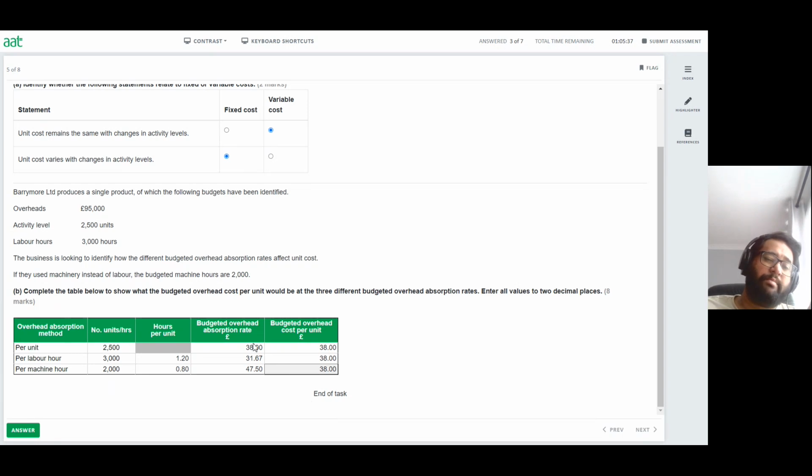All three answers are the same, but these are different absorption rates, which proves that whichever way you do it, you can still absorb the same overheads per unit. When you cannot decide which method to use, sometimes if the process is labor intensive, I use that one. If the process is machine intensive, I use the machine overhead rate. But here they only produce one single product. If you produce one single product, there's no difference between that product and another one. Therefore, I can use the unit absorption rate here.